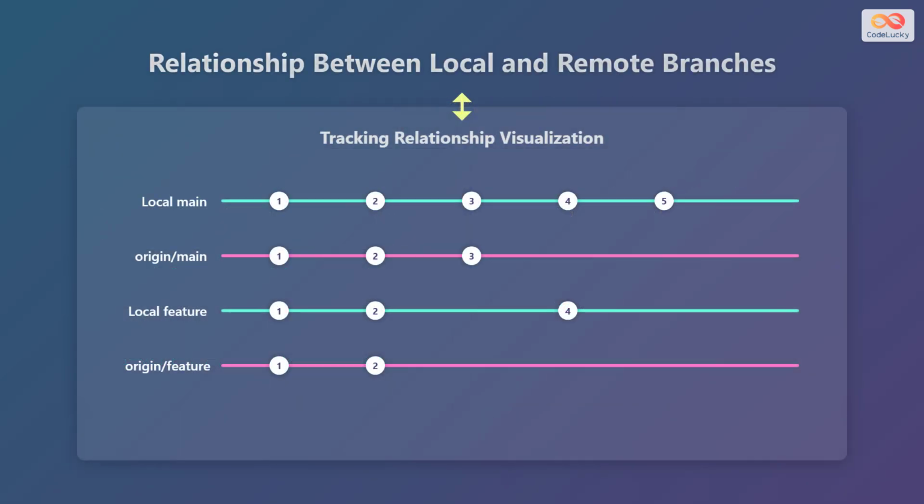Let's discuss the relationship between local and remote branches. Consider the local main branch, which has commits 1 through 5. The origin/main branch, which is the remote tracking branch for main, only has commits 1 through 3, meaning it's behind the local main. Similarly, the local feature branch has commits 1, 2, and 4, while the origin/feature branch only has commits 1 and 2. The arrows indicate the synchronization points between the local and remote branches. This visualization helps illustrate how local branches can diverge from their remote counterparts, and how Git helps manage these differences.